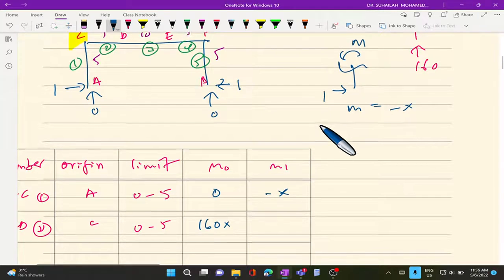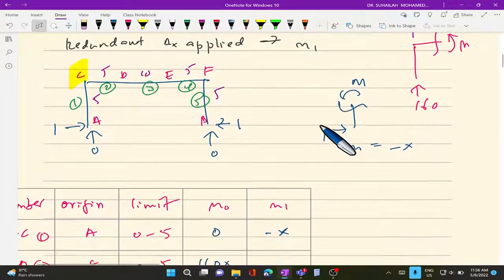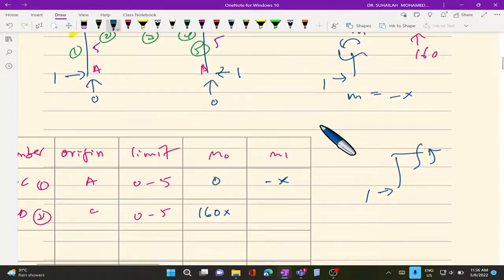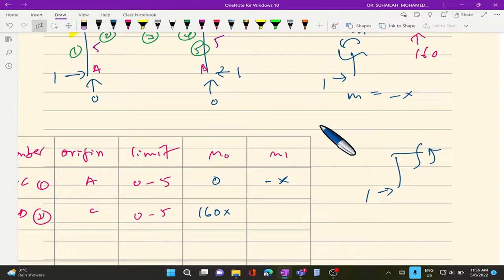And then for M1, it is like this. This is 1. This is M. It is negative M, negative 1 times 5. So M is equivalent to negative 5.